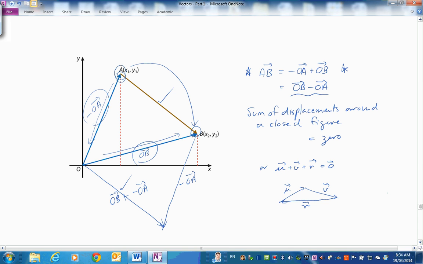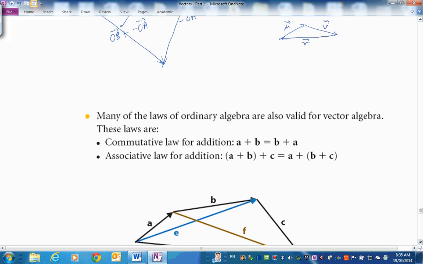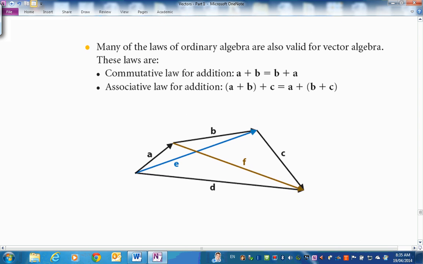So, fairly simple idea overall, but I really want you to get this idea of displacements, and then everything makes sense. Okay, come on down and let's have a look at some of the rules that we've just worked out. Many of the laws of ordinary algebra are also valid for vector algebra, so it doesn't matter which order you add them in. I wonder if you can see why.